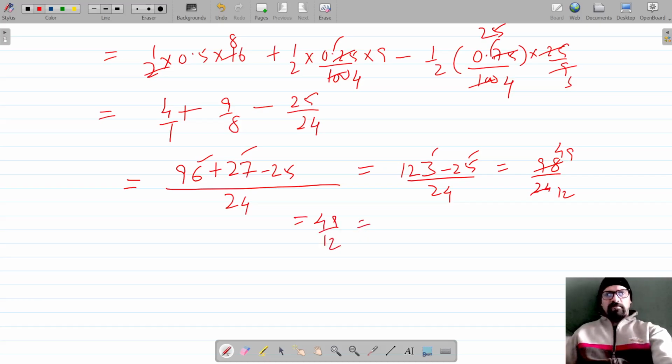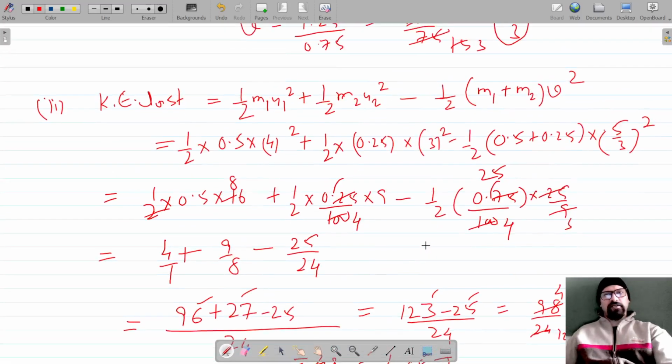And 49 divided by 12 should give me the value 4.08. So 4.08, sorry, joule is the loss in the kinetic energy.